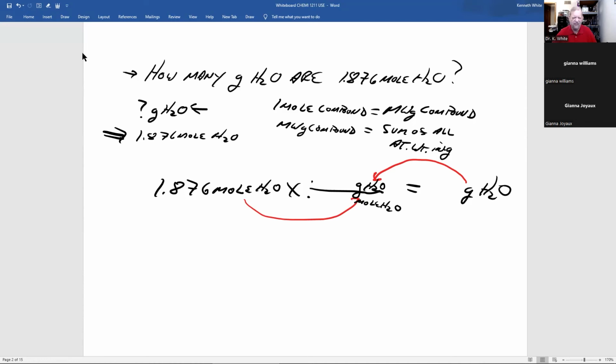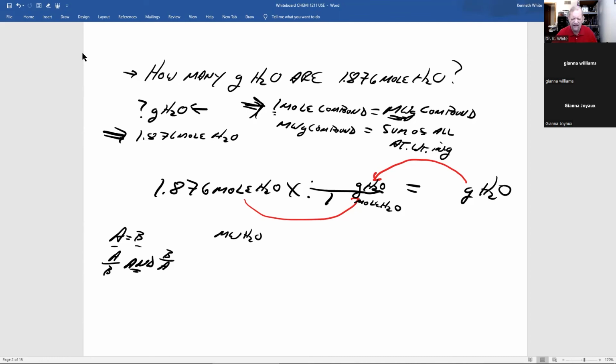And where do I get these numbers from? Here. Remember, anything equal to another thing, you can write two ratios: A over B, and B over A. So do I have a relationship of grams equal to moles? The answer is yes, right here: 1 mole equals the molecular weight of a compound. Now we have to figure out the molecular weight of water, because that's what 1 mole equals.